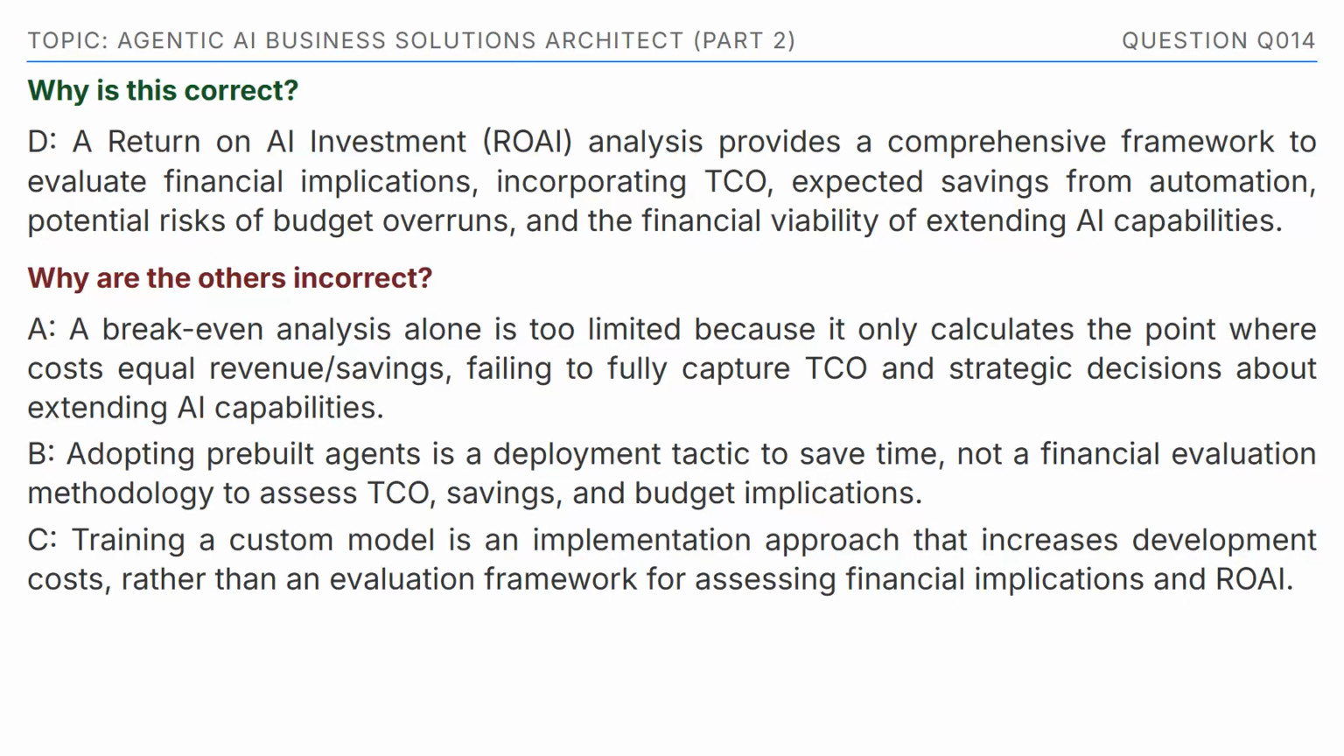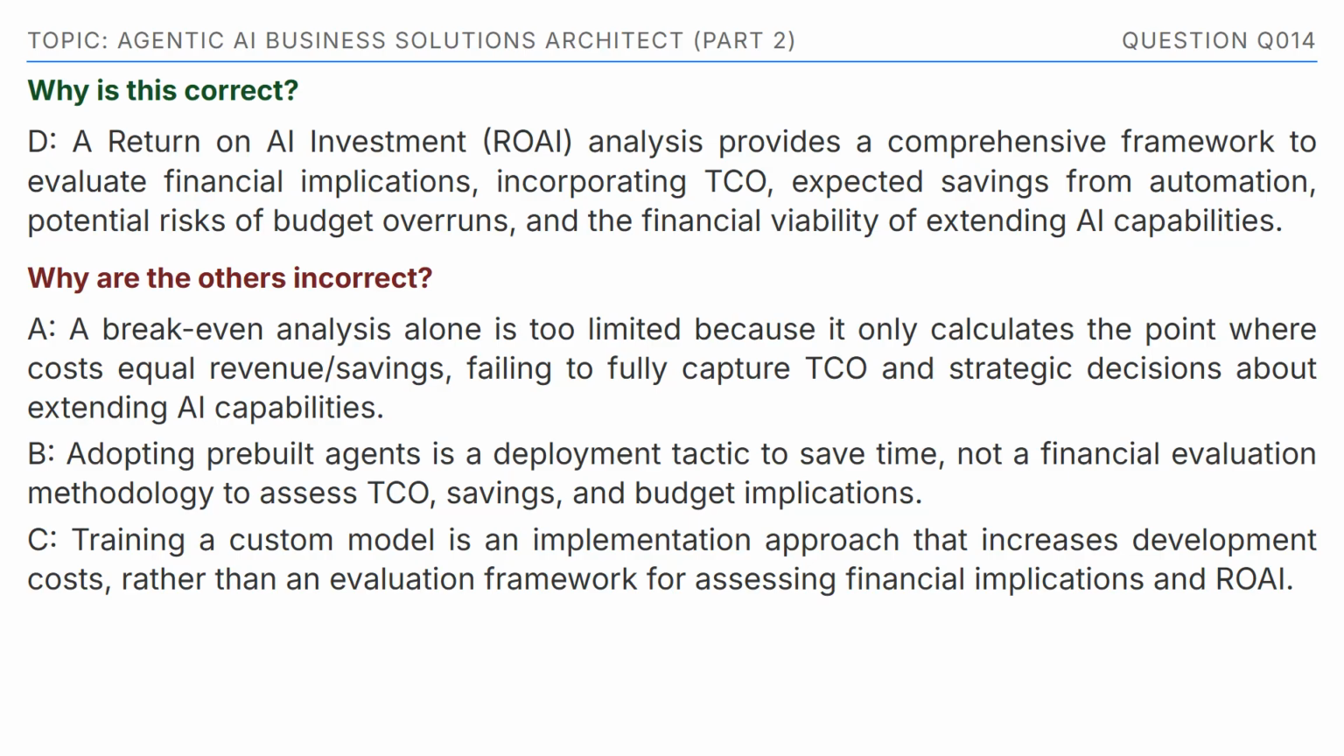Why is this correct? D. A return on AI investment, ROI, analysis provides a comprehensive framework to evaluate financial implications, incorporating TCO, expected savings from automation, potential risks of budget overruns, and the financial viability of extending AI capabilities. Why are the others incorrect?